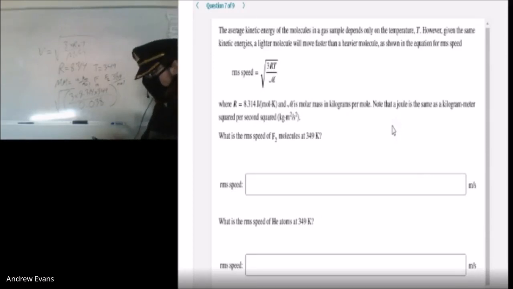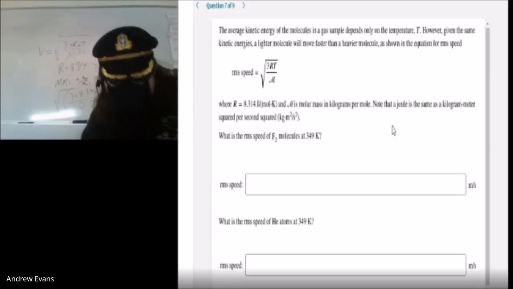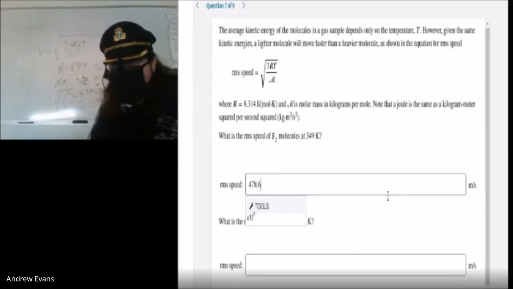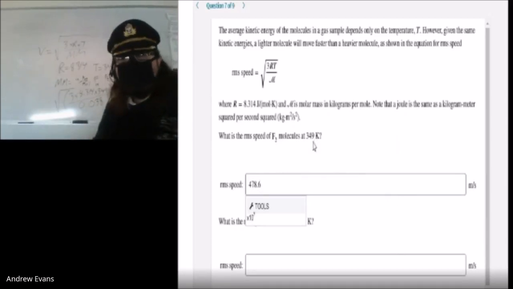So let's see. 3 times 8.314 times 349 divided by 0.038. All that gives you 229,072. Now I'm going to square root that, and I get 478.6. Really big number. Your problem may have a different gas, may have a different temperature. So your numbers will maybe differ a little, but not by much.